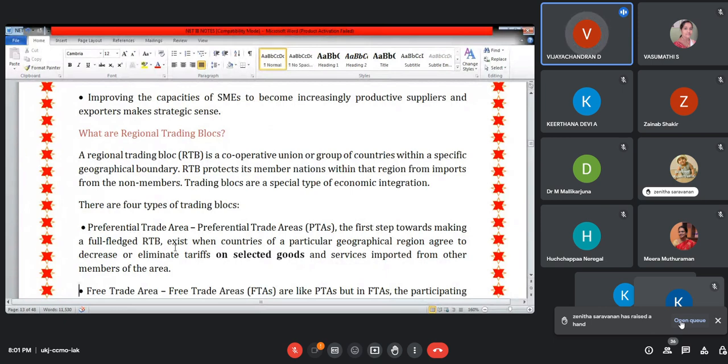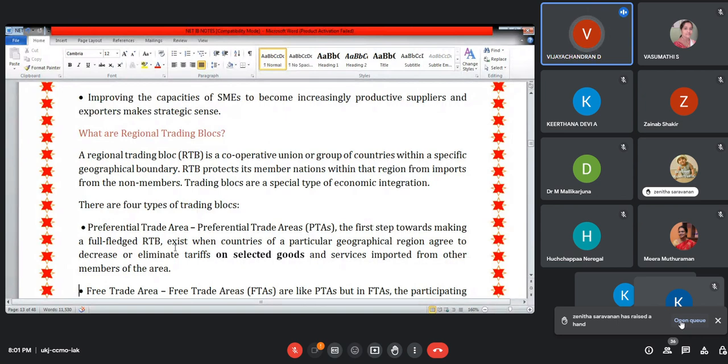So again, I'm telling you, trading blocks is very, very important. Regional trading blocks means the countries which are located in a particular region will create a union. They will come up with a treaty, they will sign the agreement in the form of a union, a cooperative union. So regional trading block means a group of countries within a specific boundary. For example, SAARC. SAARC means South Asian countries. The South Asian countries will create the union, the seven member countries.